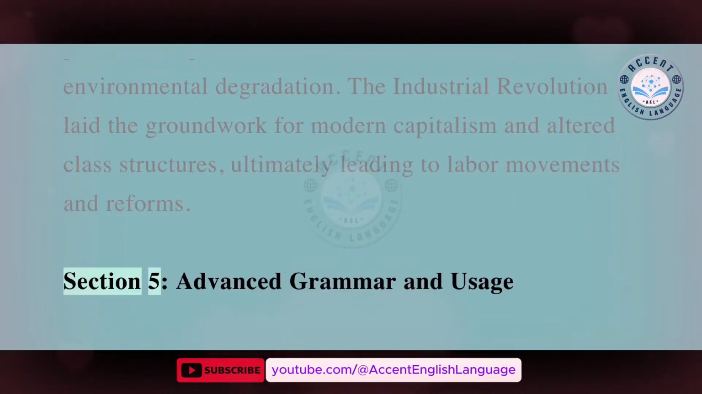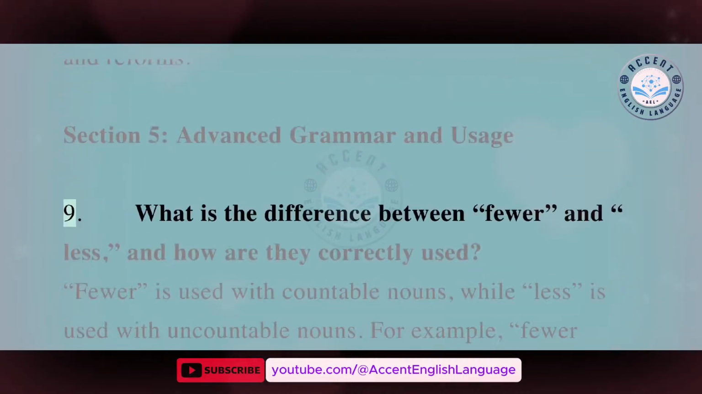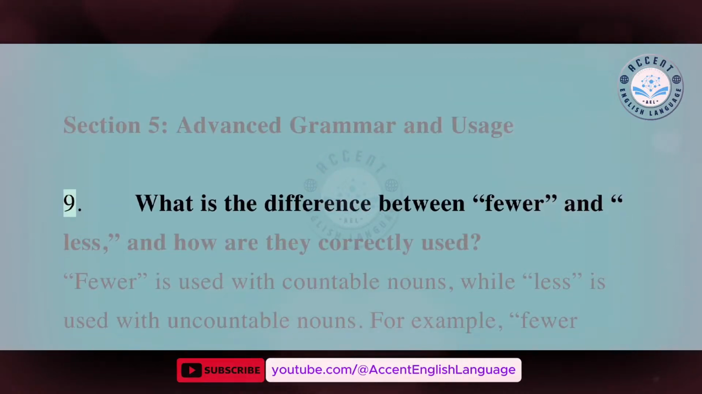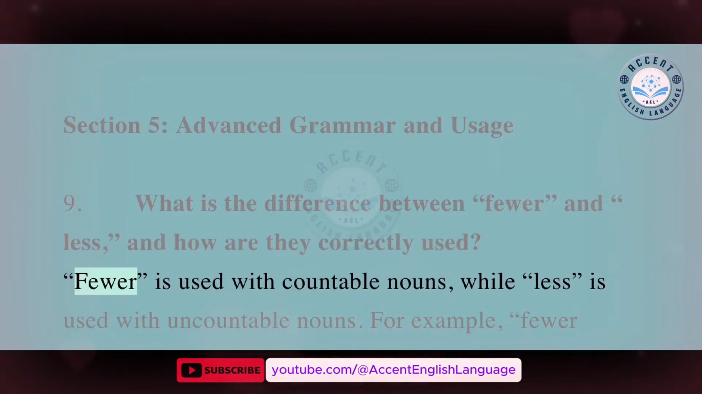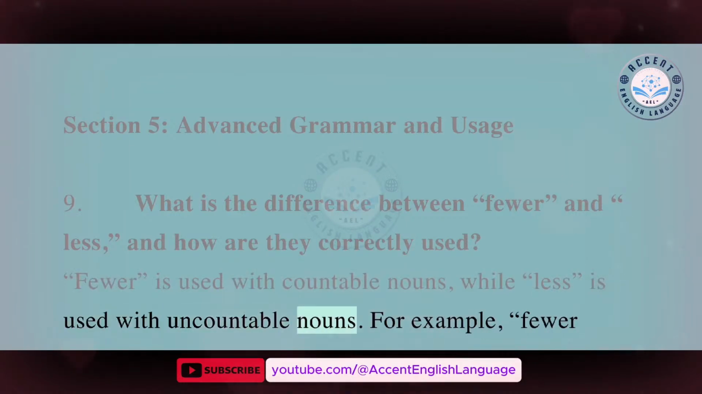Section 5. Advanced Grammar and Usage. 9. What is the difference between fewer and less, and how are they correctly used? Fewer is used with countable nouns, while less is used with uncountable nouns.